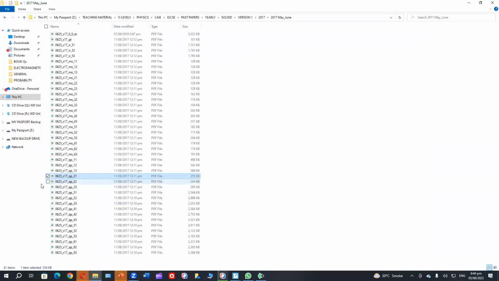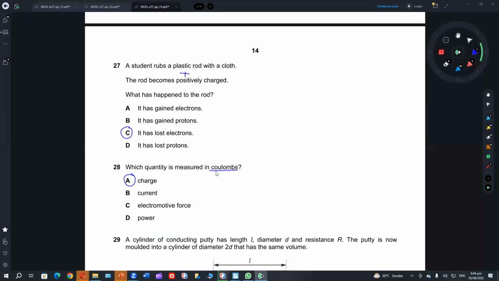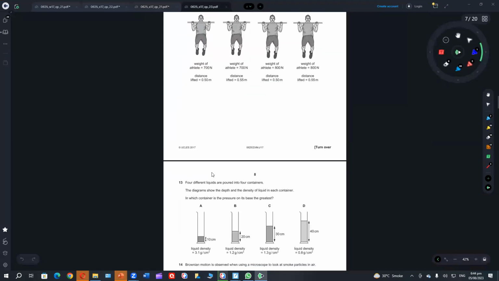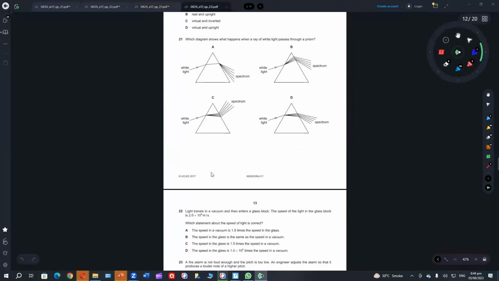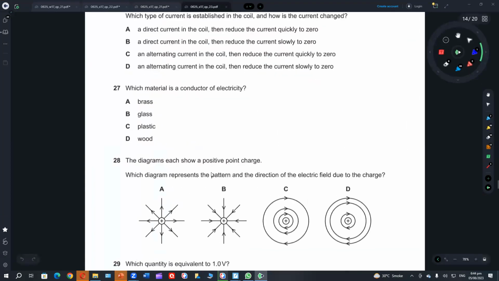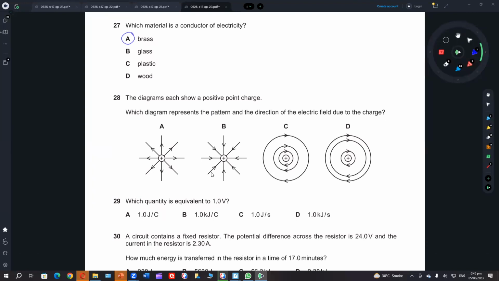Okay. Can you look for another question for me? May, June 2017, paper 23, question 27. It's an easy question. Which material is a conductor of electricity? That's simple. Not plastic, not glass. Brass is possible. It's a metal alloy. Brass or wood? Wood is never a conductor of electricity. So brass is the only answer.